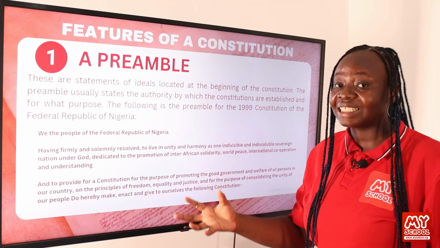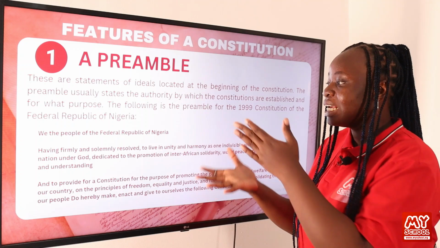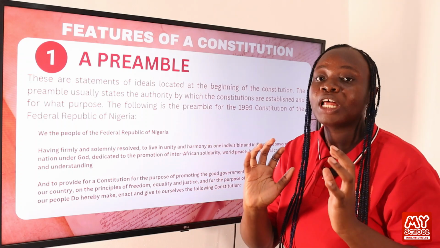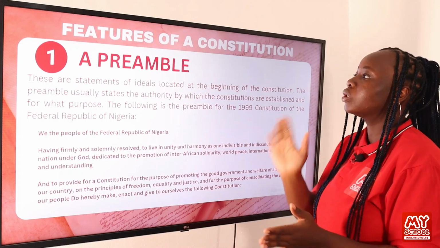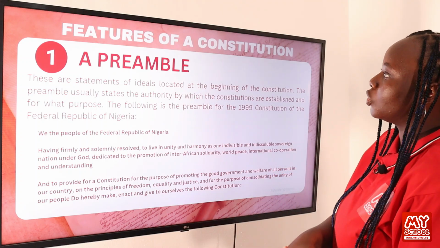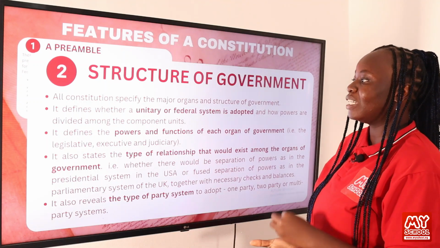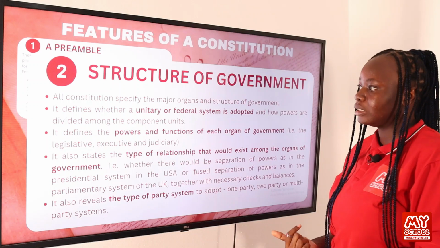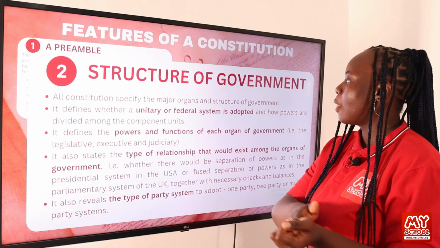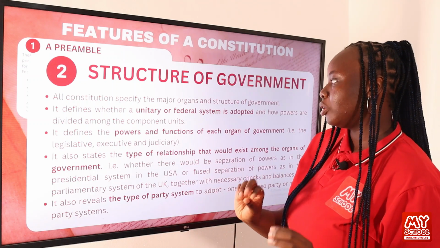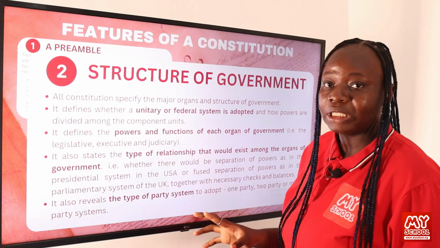So you can see that they stated the ideals of the Nigerian people within the preamble to show that this constitution is meant for these particular people who have these values that they share as a people. So now let's move on to other features of a constitution. We have structure of government. So all constitutions specify the major organs and structure of government. When we're talking about organs, we're talking about the legislature, executive, and judiciary. So it defines whether a unitary or federal system is adopted and how powers are divided among the component units.